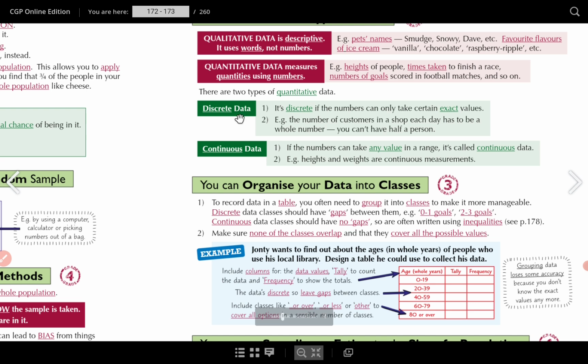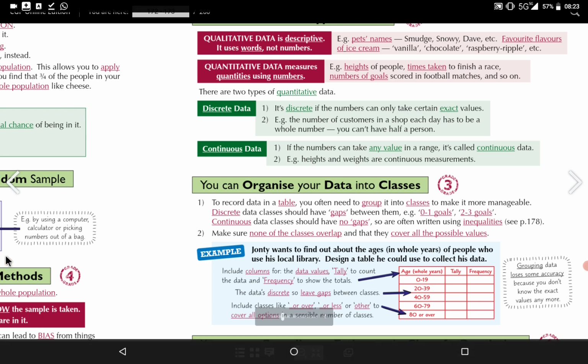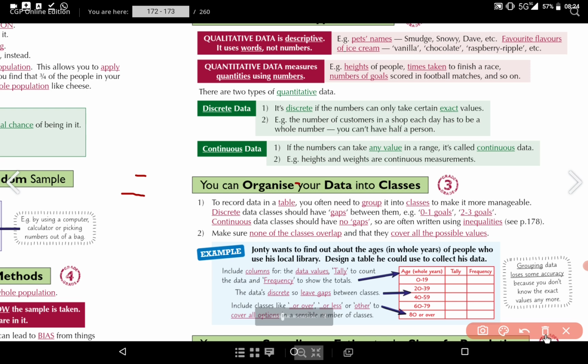So it's discrete if members can only take certain exact numbers, okay? What I like to explain under discrete data is that it lacks a range, okay? It lacks what we call the range. You cannot group it in a range because we're saying that members can only take exact values, okay? So you can't give a range maybe of 1 to 5. There's no such thing under discrete data.